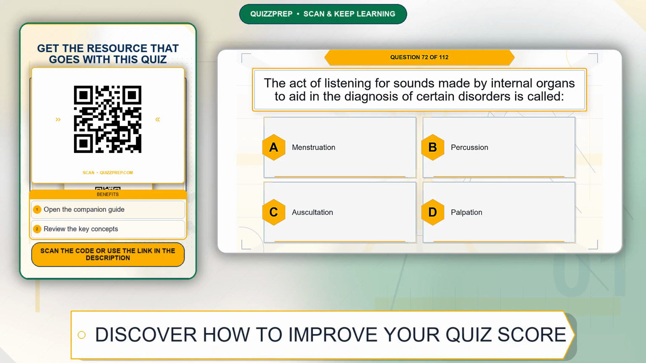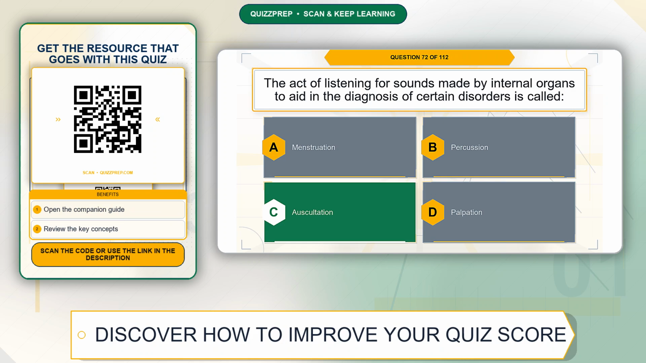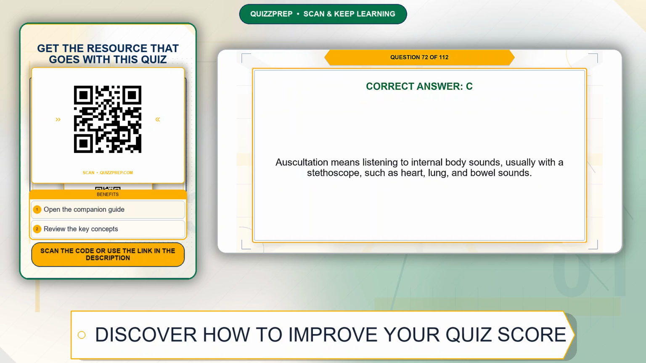Question 72. The act of listening for sounds made by internal organs to aid in the diagnosis of certain disorders is called Option A, menstruation. Option B, percussion. Option C, auscultation. Option D, palpation. The correct answer is option C, auscultation. Explanation. Auscultation means listening to internal body sounds, usually with a stethoscope, such as heart, lung, and bowel sounds.